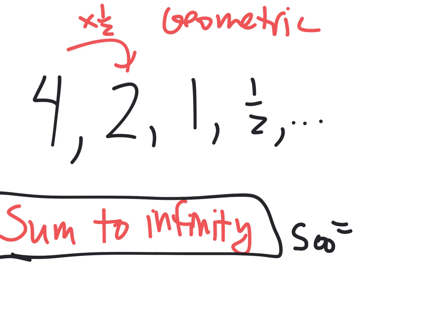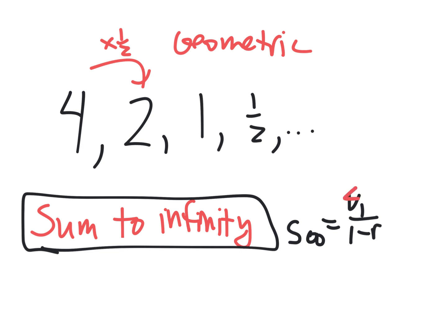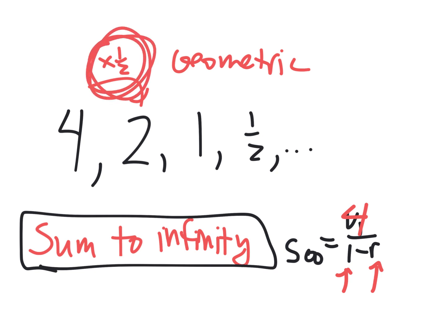Kennedy, can you read me the S sub infinity formula? It's U1 over 1 minus R. Awesome. What is U1, Mr. Tyler? 4. So I put a 4 here. Taylor, I know what U1 is. What's the R? It's the rate. We times it by a half.